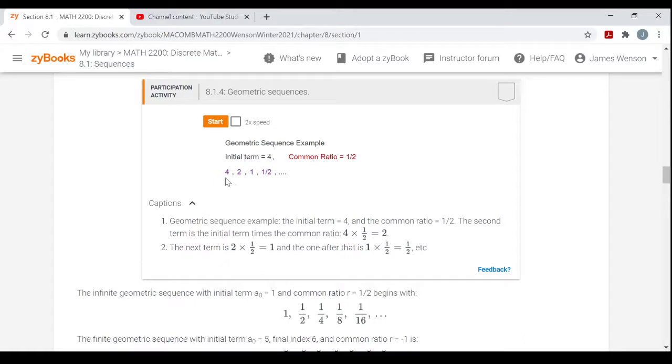You see this 4 times a half is 2. 2 times a half is 1. 1 times a half is a half. The next term would be a half times a half, which is a quarter, and then an eighth, then a 16th, then 1/32nd, then 1/64th, and so on. And that number that you keep multiplying by to get from one term to the next is called the common ratio.